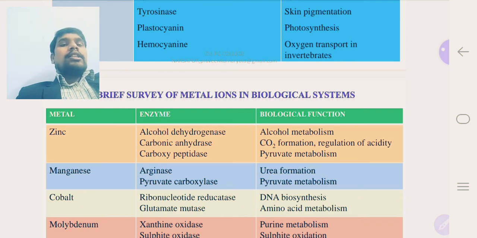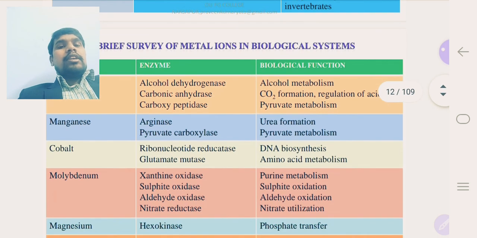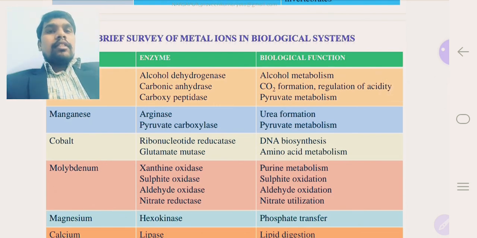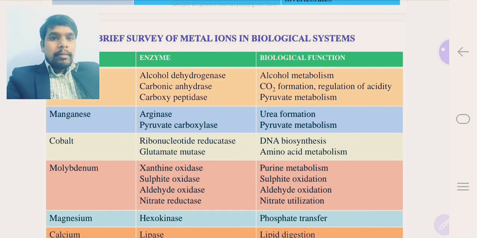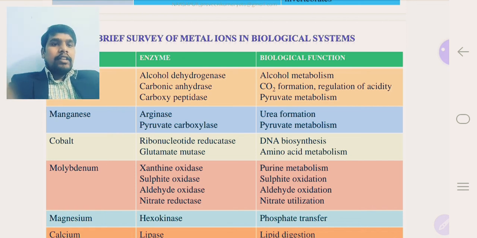And the cobalt containing enzyme, ribonucleotide reductase, is involved in DNA biosynthesis. And glutamate mutase is involved in amino acid metabolism. And the molybdenum metal ion contains xanthine oxidase, sulfite oxidase, aldehyde oxidase, nitrate reductase. These are four enzymes containing the molybdenum metal. Their functions are purine metabolism, sulfite oxidation, aldehyde oxidation, and nitrate utilization.